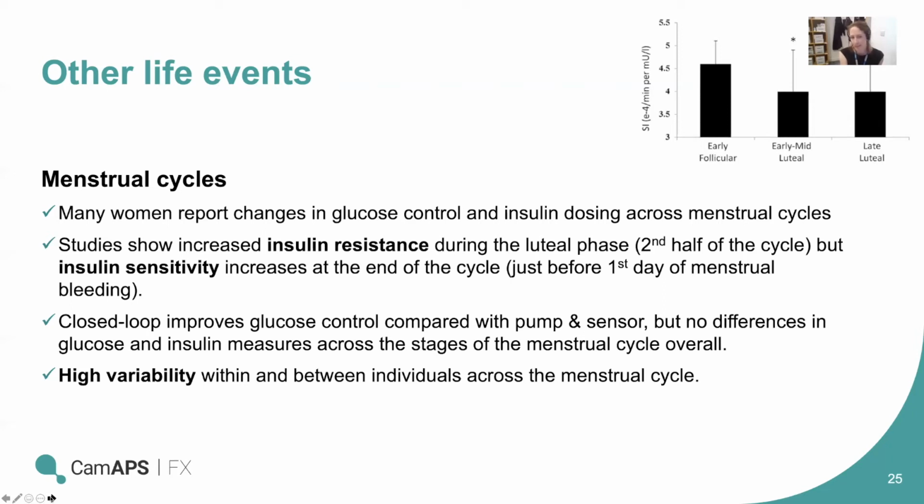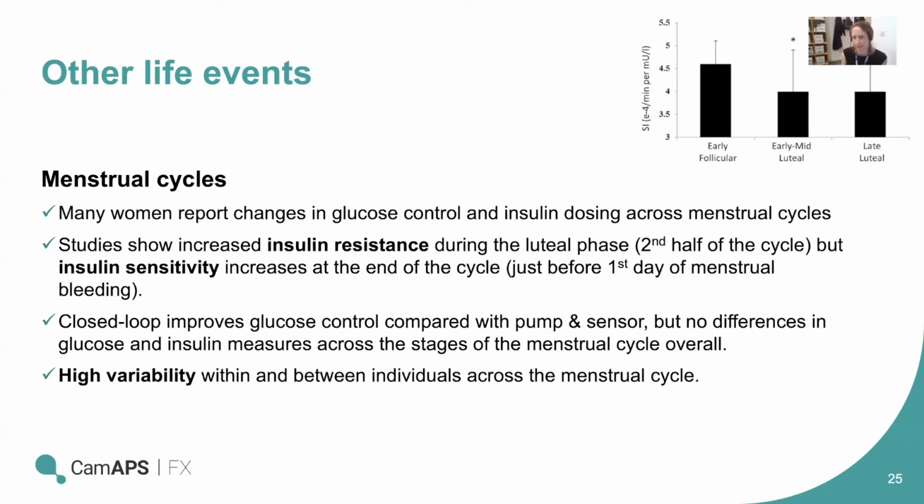And what studies have shown is that there tends to be increased insulin resistance during what's called the luteal phase, so the second half of the cycle, but people tend to be much more insulin sensitive at the end of the cycle, so just before the first day of menstrual bleeding. And you can see in this graph on the top right, on the y-axis it's talking about people's insulin sensitivity, so people are more insulin sensitive at the beginning of the cycle and less towards the end, so early, mid and late luteal phase. And that can make it really challenging to have to adjust things continuously.